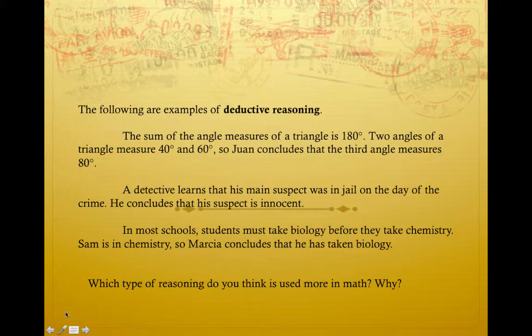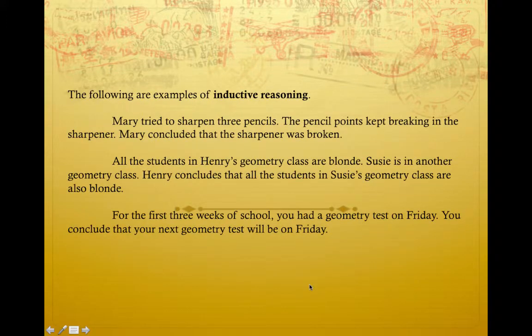Okay, so let's look back at the inductive reasoning thought process. The one where Mary tried to sharpen the pencils, you might make a very similar conclusion. If you had 3 of them break, it's possible there's something up with your pencils, but it seems like the most likely answer is that the sharpener is broken. As far as Henry's geometry class, it's pretty weird that he has such a geometry class, and it seems horribly unlikely that that's true about Susie. So his example of inductive reasoning is not very sound thought.